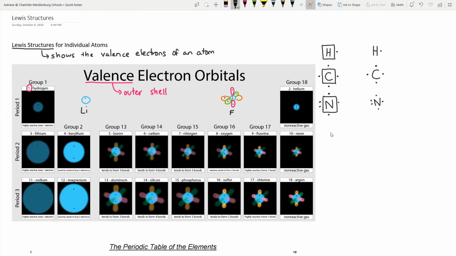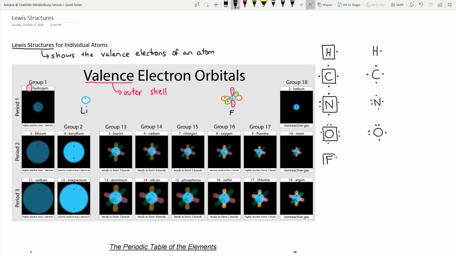Let's do oxygen next. So I'm going to write an O. I'm going to draw my box. So oxygen has 6 valence electrons. 1, 2, 3, 4, 5, 6. Okay, and just to show you that it doesn't matter where those double ones go, you could put them anywhere, right? I could put them over here if I wanted to. Right, there are 6.